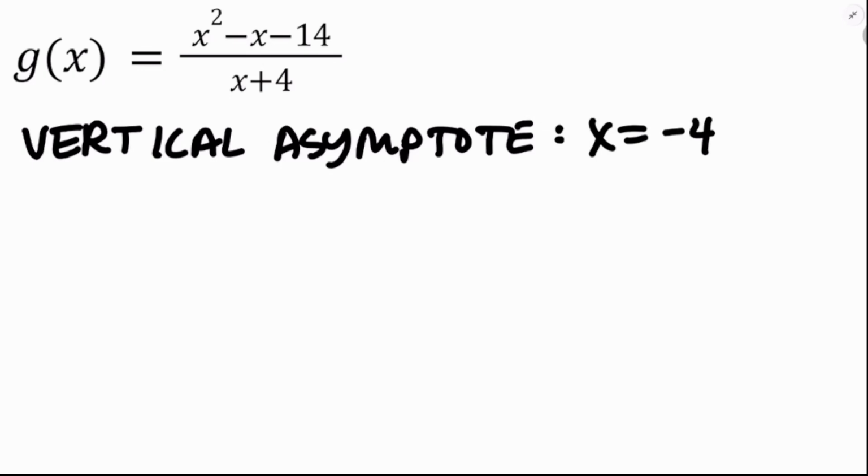And then since the degree on top is 2 and the degree on bottom is 1, it's bigger on top by exactly 1, there's going to be a slanted asymptote. And so I'm going to need to find that using polynomial long division.